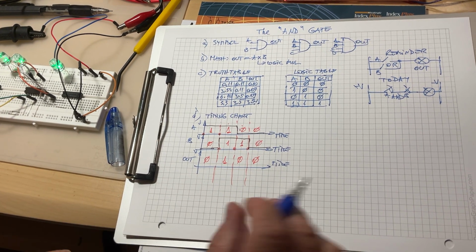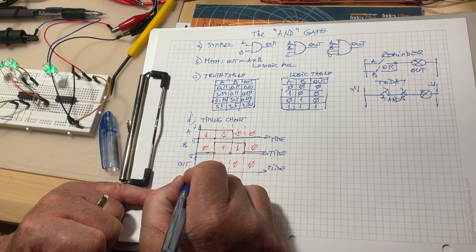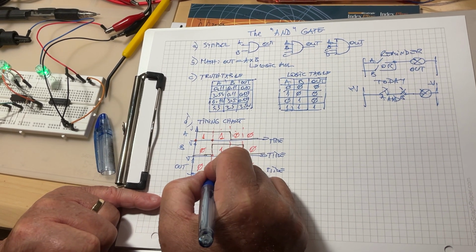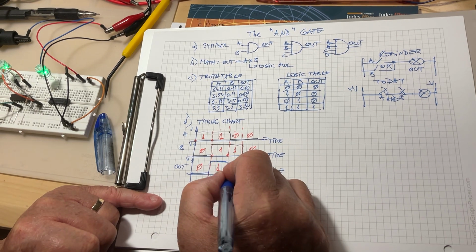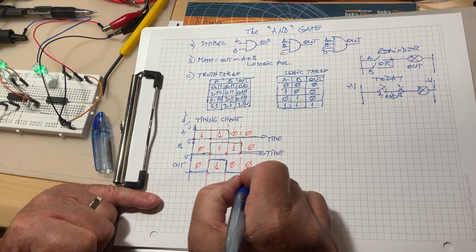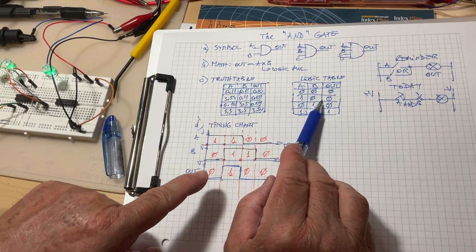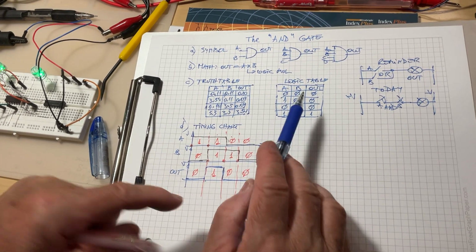The last step is to build here the timing chart for the output. When it is 0 it is down, close to the bottom line. When it is 1 it is up, close to the 5 volts. And this is how the output responds to that. So these two, the timing chart and the truth table, they are equivalent.